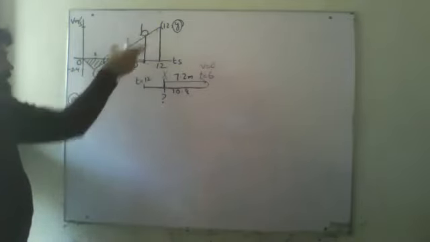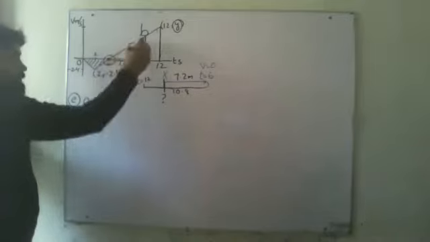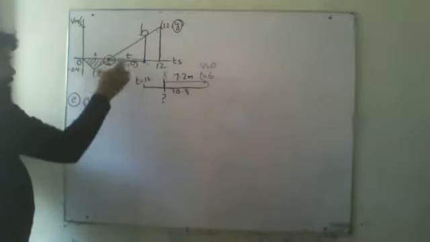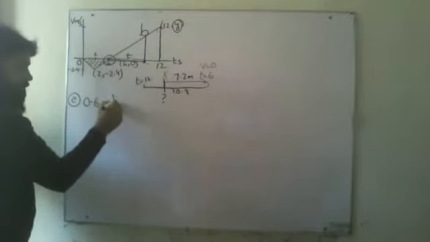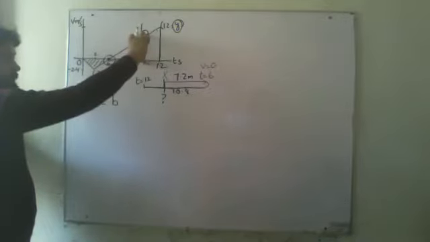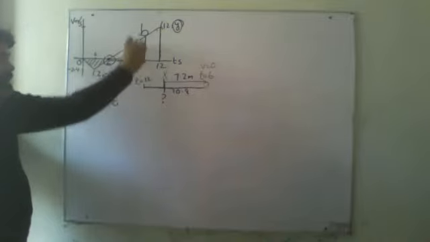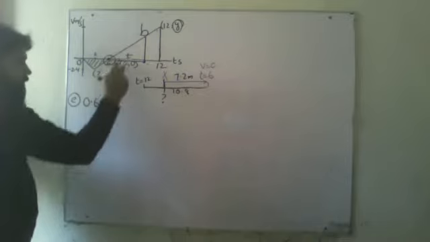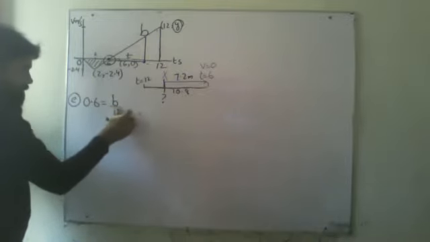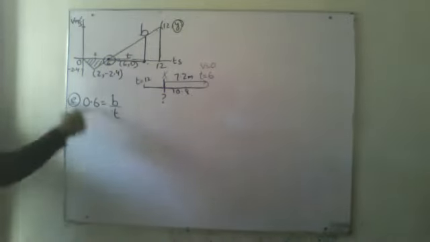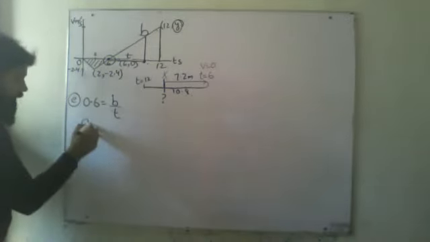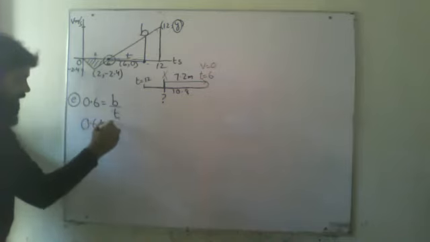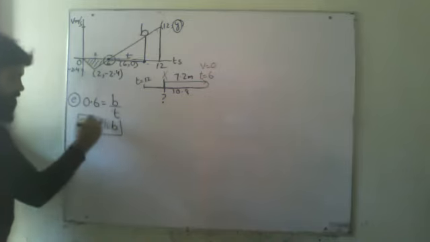Y2 minus Y1 upon X2 minus X1. So this will be B minus 0. From this point to this point, what is the rise over here? That is B. And what is the run? The run is T. So B over T. When I shift it, this will become 0.6 T equals B.